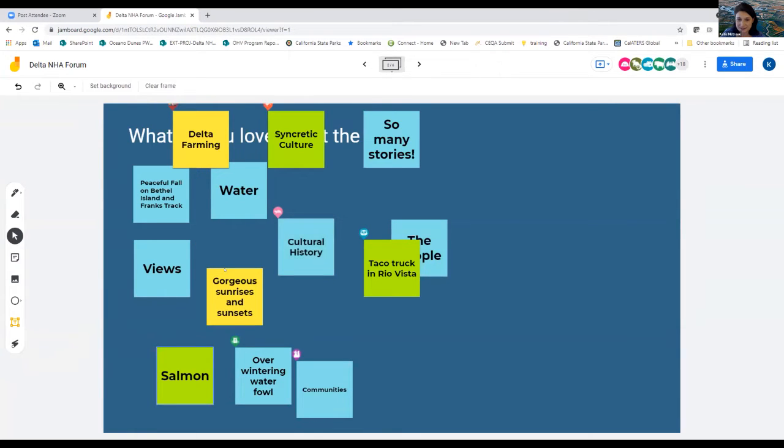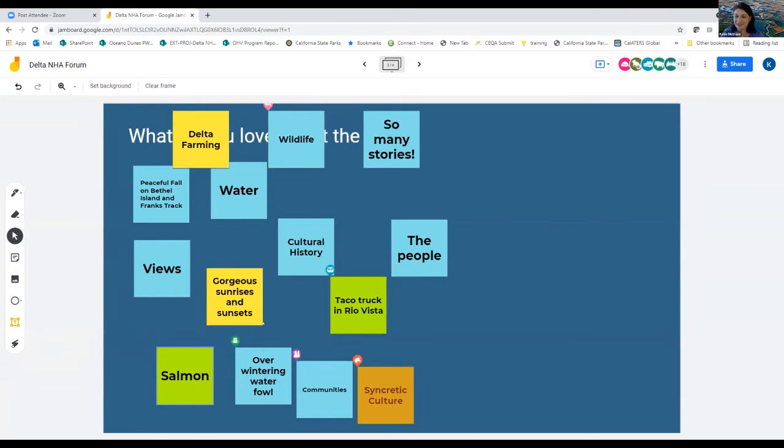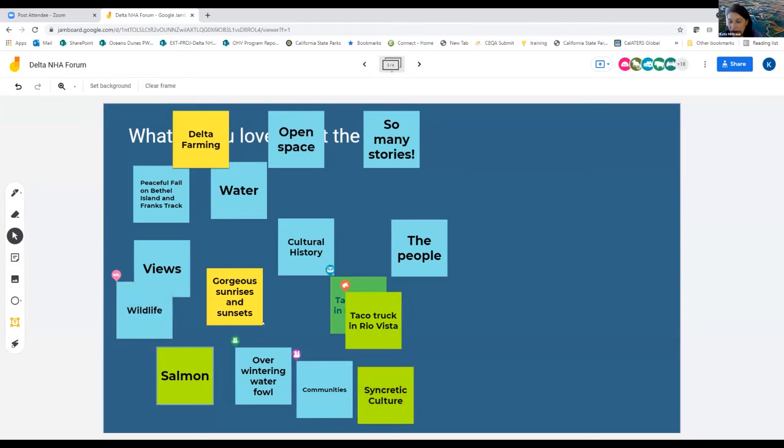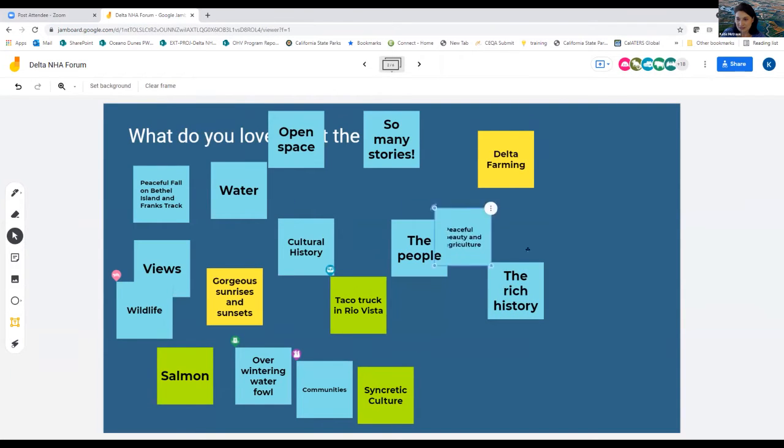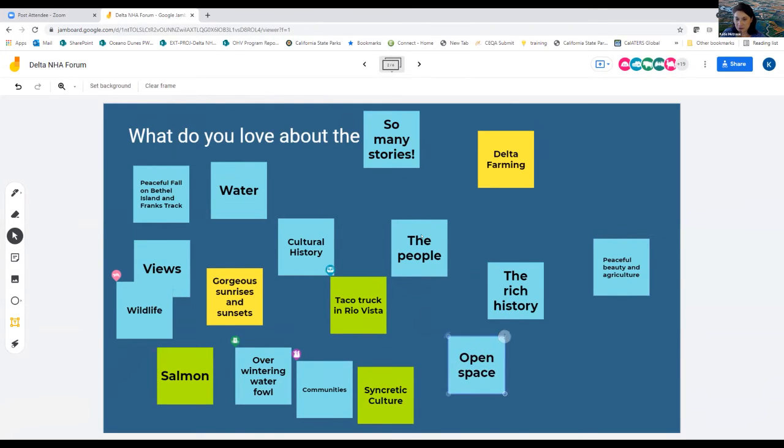Cultural history, open space. Love it. So many stories. Taco truck, and oh, I gotta visit this taco truck in Vero Vista. So if I go, how do I know it's the right one? Delta farming, wildlife, rich history, peaceful beauty and agriculture. So I don't see urban noise.